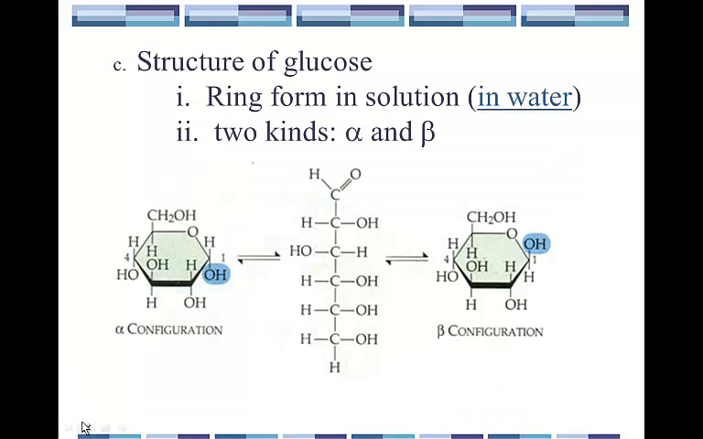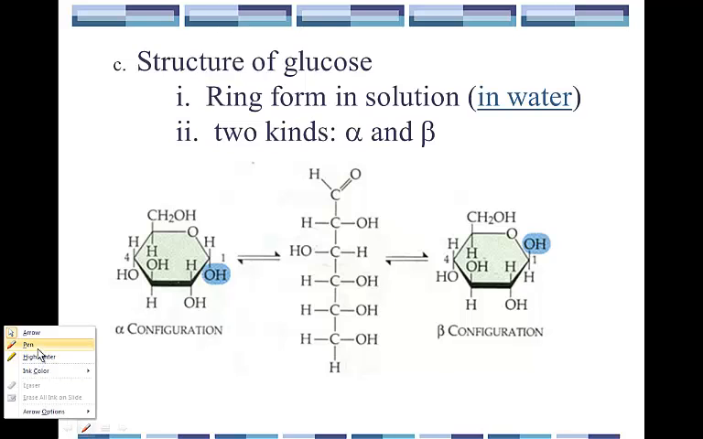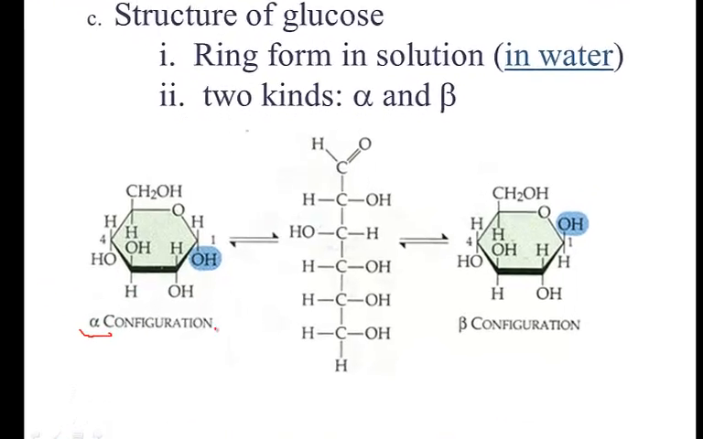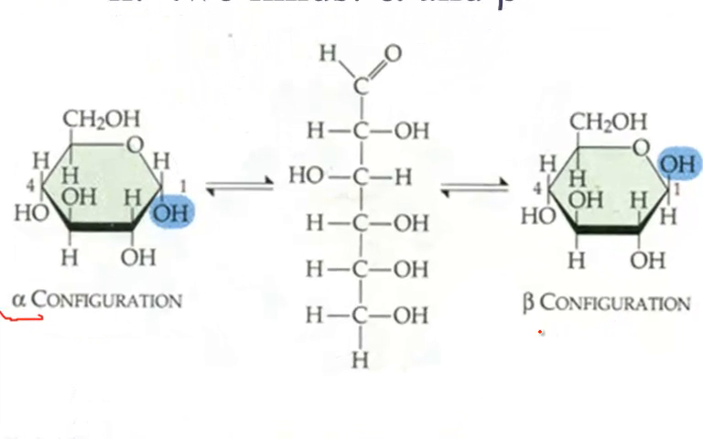When we get back here onto our slide, you can see on the left-hand side we have the alpha configuration. It says alpha here, and over on this side we have the beta configuration. The big difference between the two configurations is that the hydroxyl group on the number 1 carbon does vary ever so slightly in its position based on some bond angle stuff.